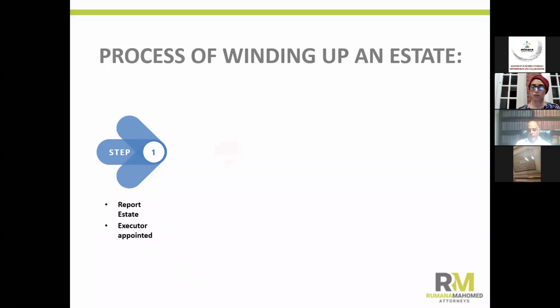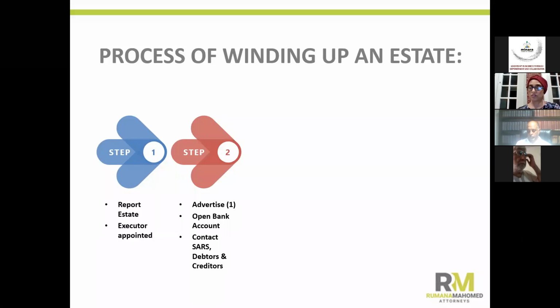The next step then, of course, is to advertise a notice in the Government Gazette and in a local newspaper, and that's a notice to debtors and creditors. The executor would have to open up an estate late account and contact SARS, because as I always say, there are three things certain in life: life, death, and SARS.